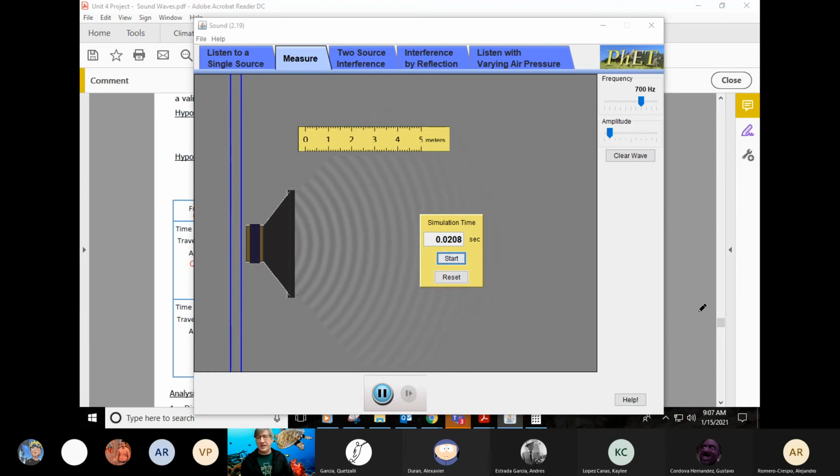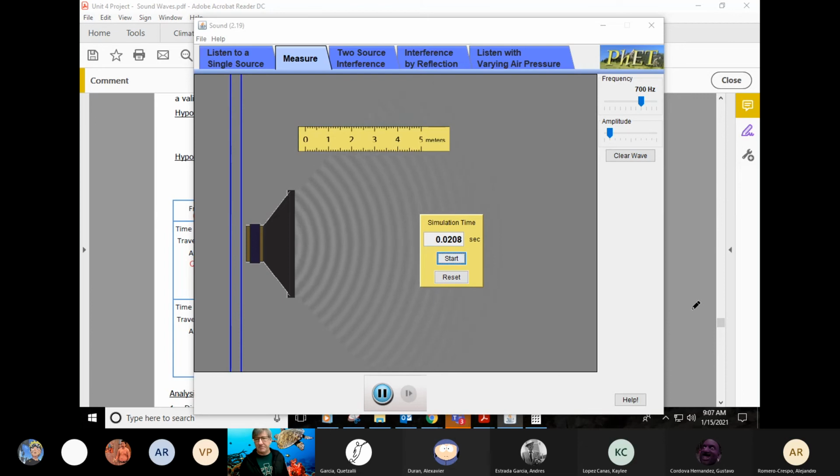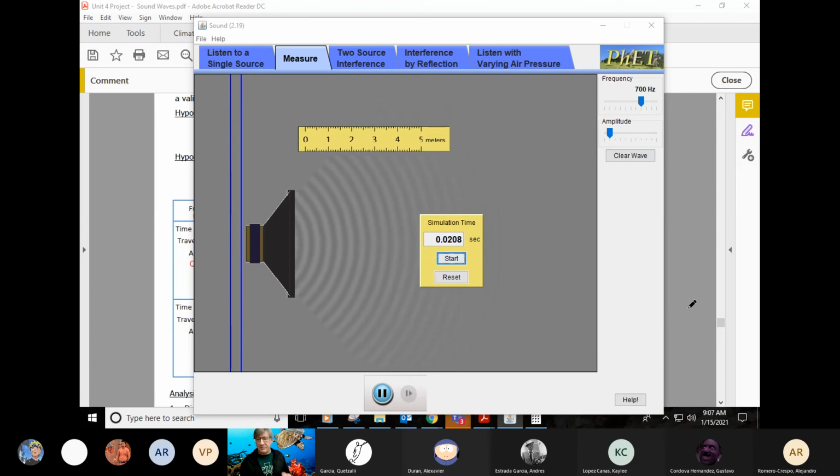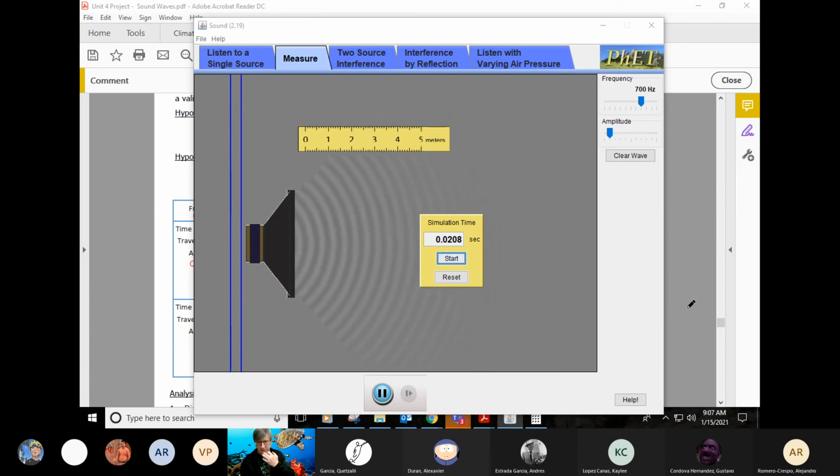So record those in the data table. Add them together. Divide by 3 to get the average. Let me know if you missed one of those numbers because I wrote them down on my whiteboard behind me.